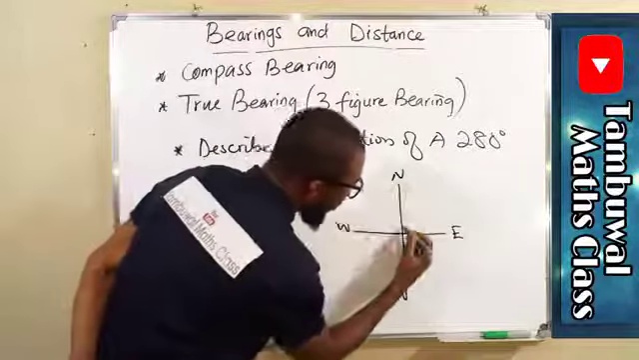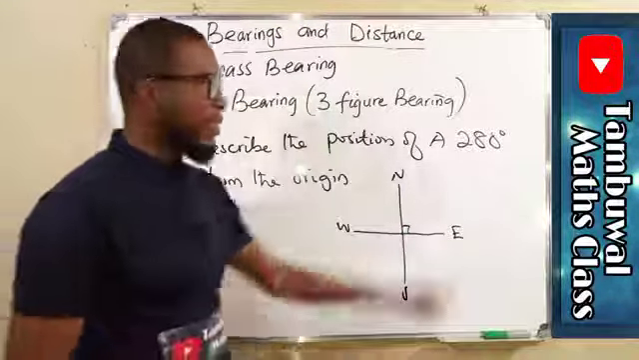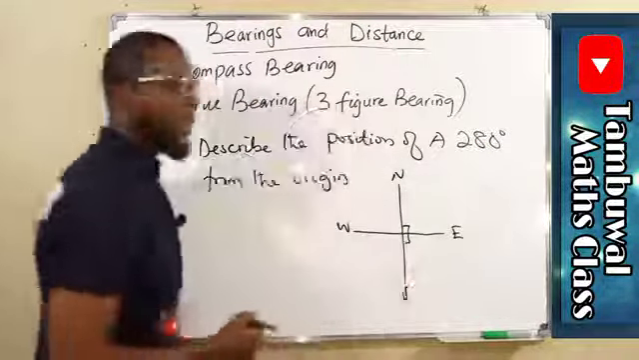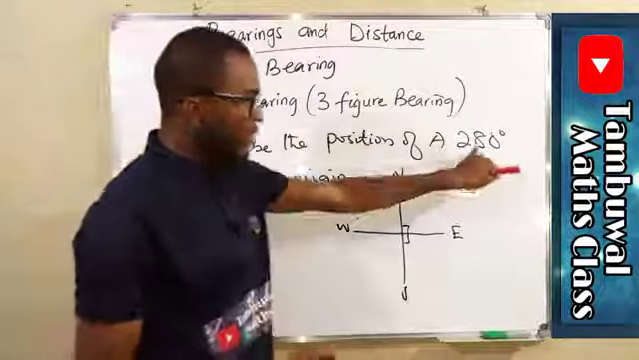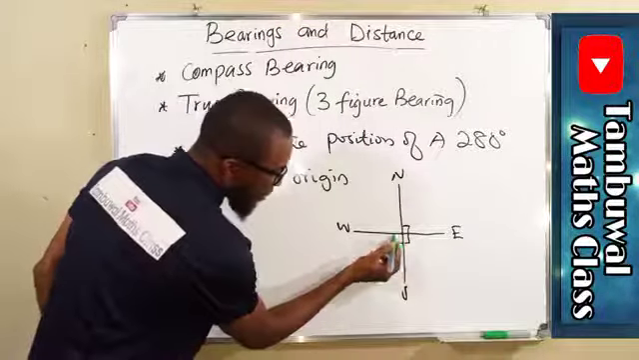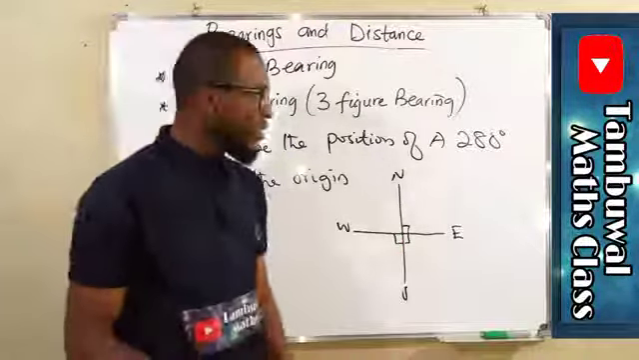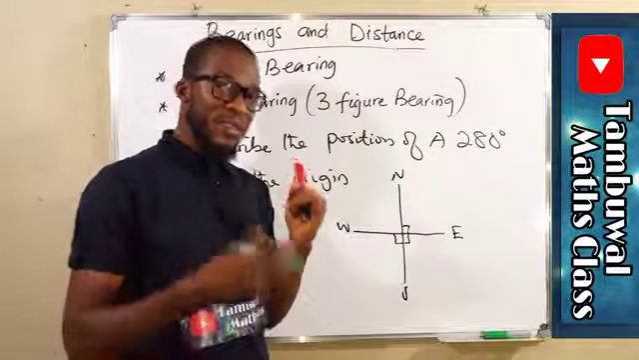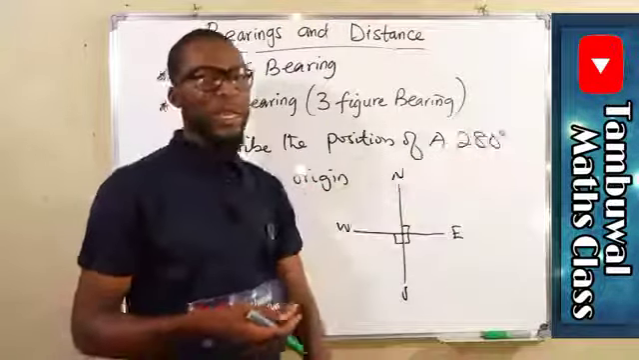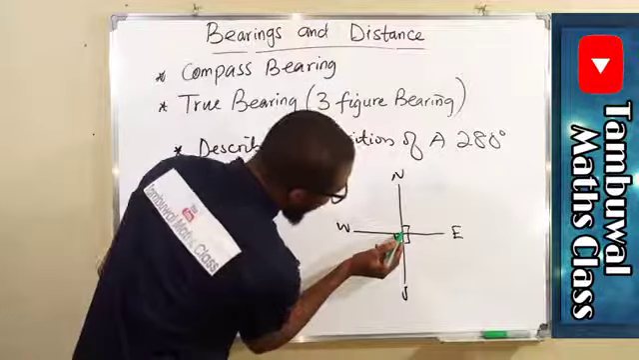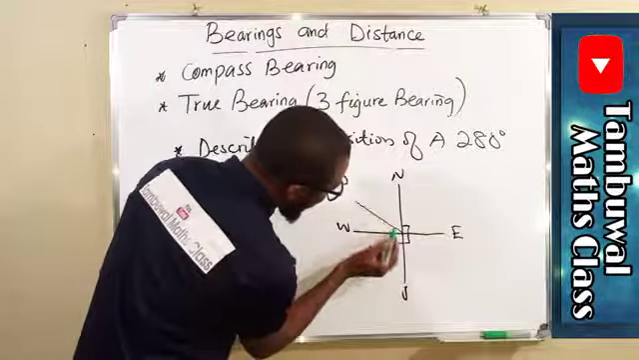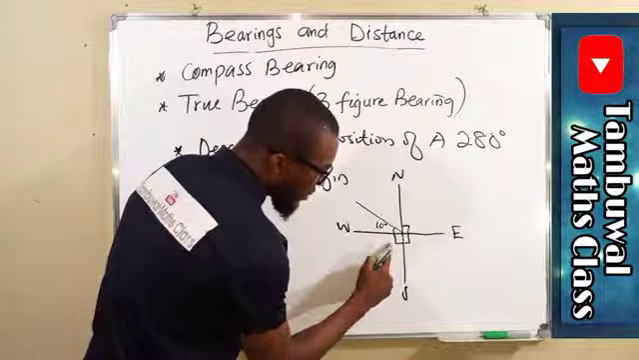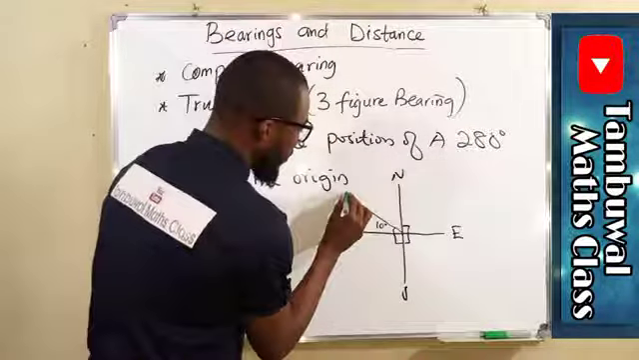Remember, from north to east is 90 degrees. And this 90 degrees is less than 280. We add again another 90, making 180, which is also less than this. We move on again. This is another 90, making 270. It's less than this. From 270, we need 10 extra degrees to meet 280. So it means roughly we have something like this. This is 10 degrees. This is 90, 90, 180, 90, 270 plus 10 is 280. So this is the direction of A.